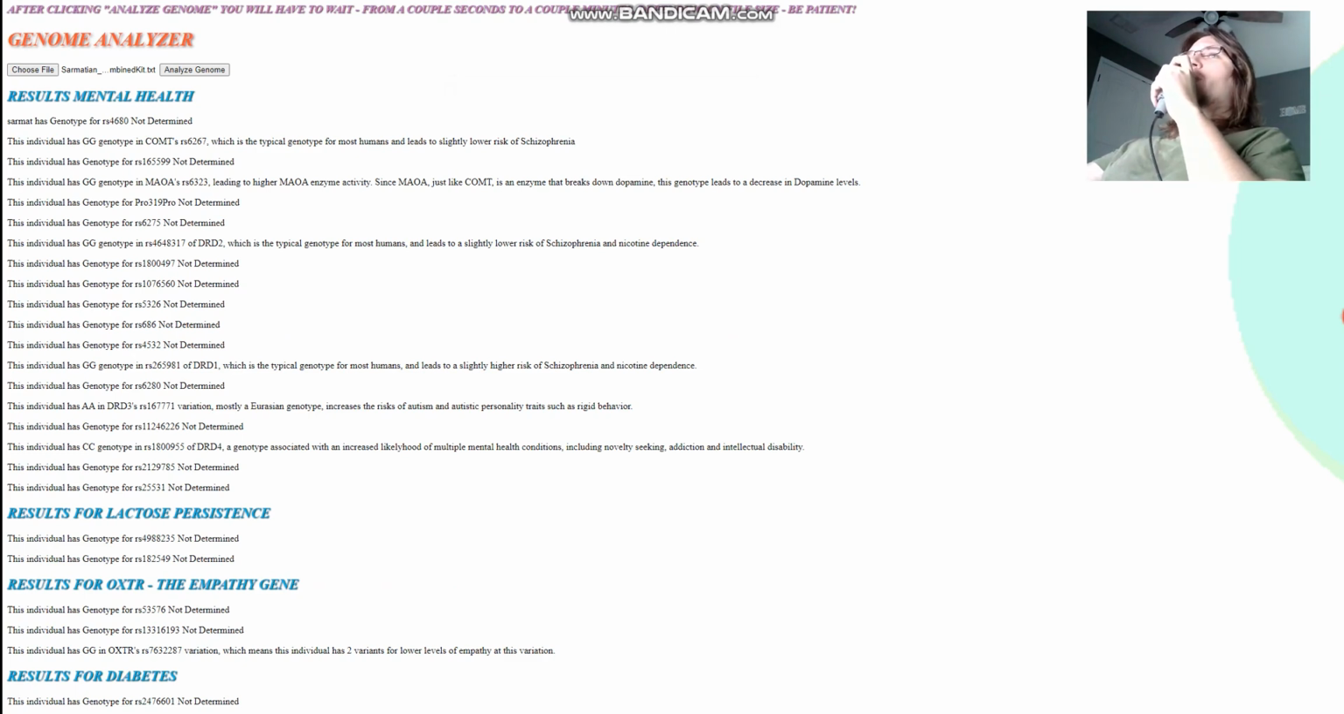So she's got GG here, which is the typical genotype for most humans. It leads to slightly lower risk of schizophrenia. She's not genotyped for the main Val/Met variation, so we don't know if she's a warrior or a worrier there. But she has GG here in MAOA, so this is the warrior genotype in MAOA. And she does not have any no-go learner variants in DRD2, so more dopamine D2 receptors, slightly higher odds of schizophrenia and various other traits or illnesses.